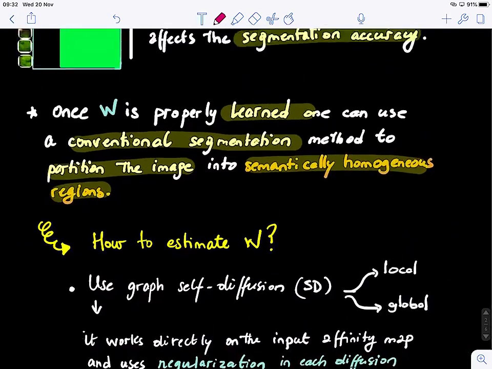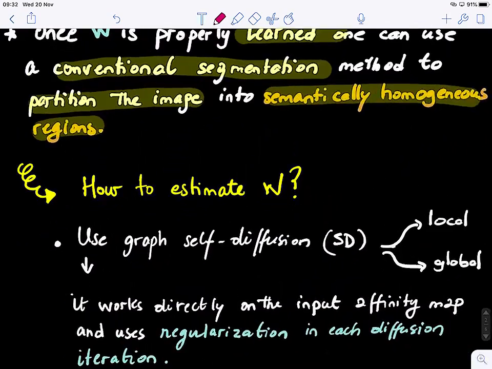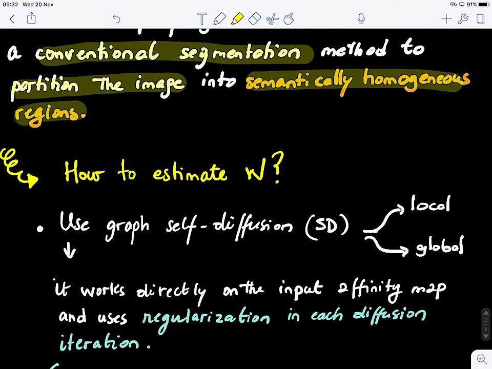So how do we basically estimate the W? They used graph self-diffusion, and the good thing about the graph self-diffusion model that they use is that it is able to capture both diffusion in general on graphs.